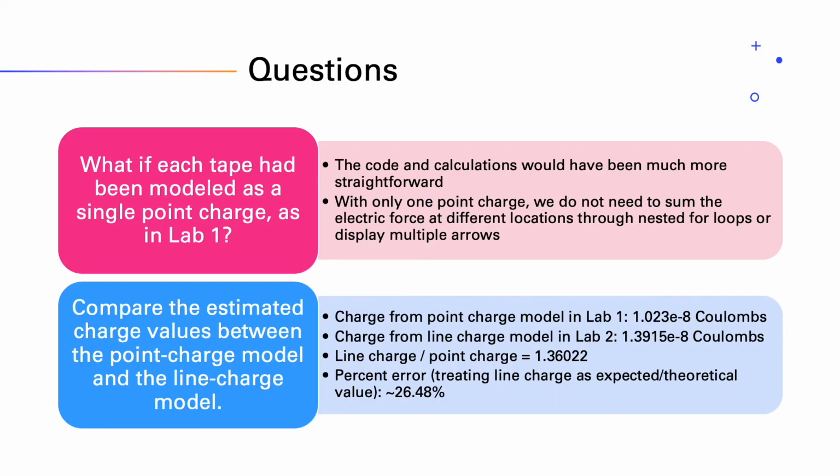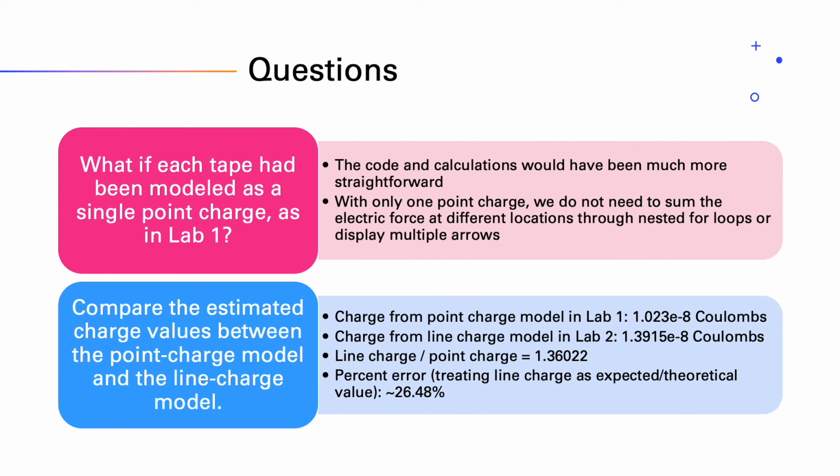So for the conclusion, just kind of answering some questions about where can we go from here and what do these results actually mean. So what if each tape had been modeled as a single point charge, as in Lab 1? So the code and calculations would have been much more straightforward. When you only have one point charge, we don't really need to sum the electric force at different locations because you're just looking at one place. So we wouldn't need to have the nested for loops and the other more complicated things like we had in our code. And we also wouldn't need to clutter up our display by displaying multiple arrows.